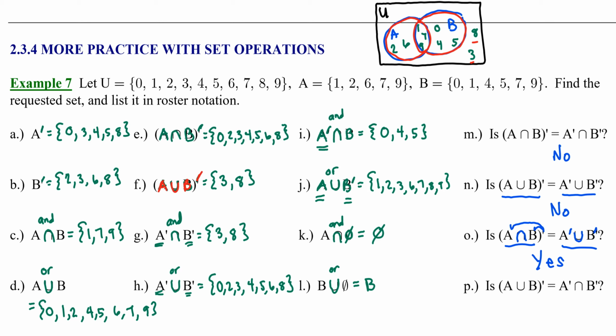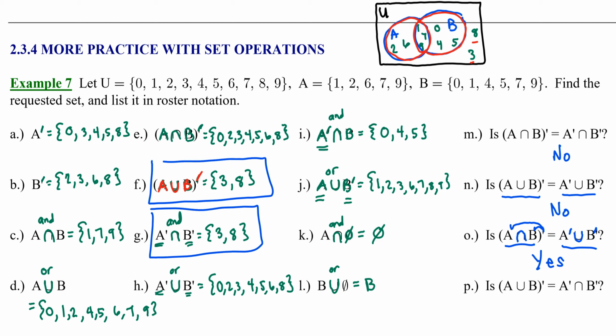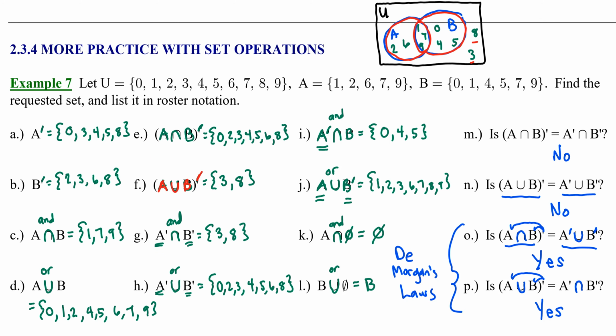Let's answer one more question. Is A union B complement equal to A complement intersect B complement? A union B complement is over here. A complement intersect B complement is this set right here. Clearly, they have exactly the same elements. Therefore, those are equal sets. So make the observation: when you distribute a complement, the sign switches direction. Later on, we will officially name those as De Morgan's laws. They will be important for set theory, and they will also be important for logic.